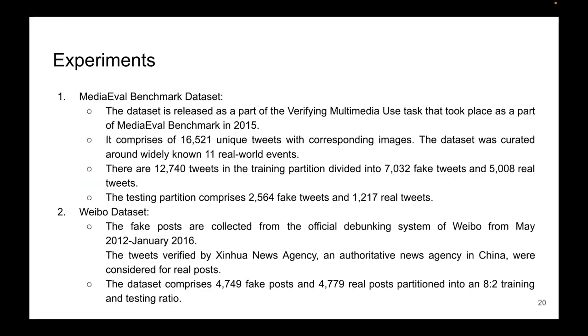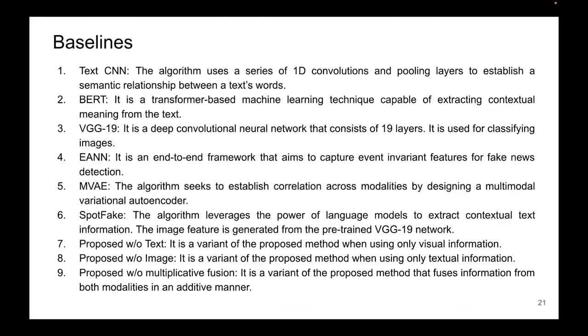Now we quickly provide you the details of the data set that we use, the baseline models, followed by a detailed investigation of each of the questions. We made use of two publicly available data sets to perform the task of multimodal fake news detection. One was the MediaEval benchmark data set, and the other one was the Weibo data set. Then we used a bunch of state-of-the-art multimodal fake news detection algorithms, which are listed on the screen right now, that include unimodal text models in the form of TexEN and BERT, and unimodal visual models in the form of VGG19. We had multimodal fake news detection methods in the form of EANM, BA, SpotFake. And then we have different versions of the proposed method with which we compare our performance.